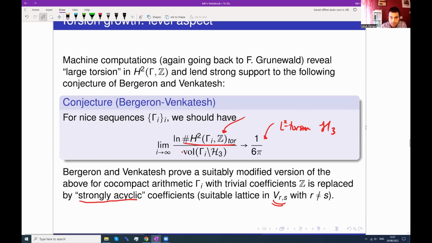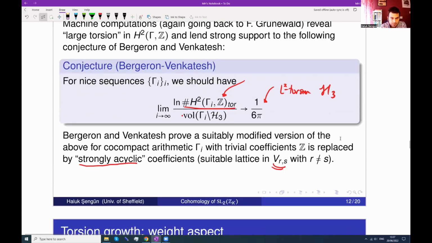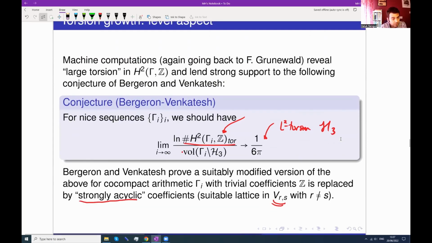Right, so this is the well-known Bergeron-Venkatesh conjecture. This is a special case of hyperbolic free space or Bianchi groups. And there's very strong numerical evidence that supports this convergence. Actually, it's quite striking.